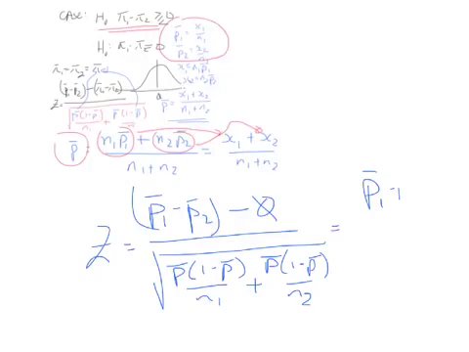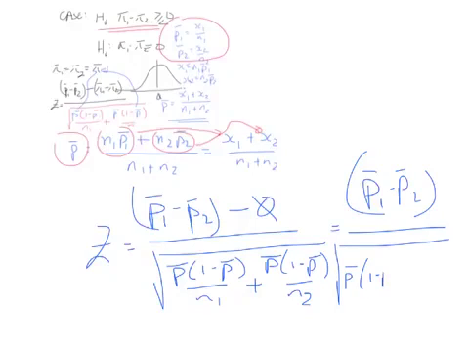P bar 1 minus p bar 2. We could just get rid of the 0, we don't need to show it. And we would have p bar times 1 minus p bar, so I'm factoring that out, times 1 over n1 plus 1 over n2. Okay? That's just another way to write the formula. Either one would be fine, you'll get exactly the same value. So that is case 1.